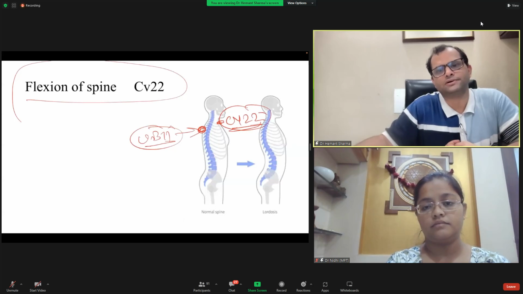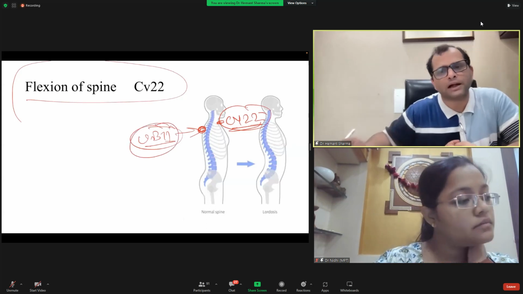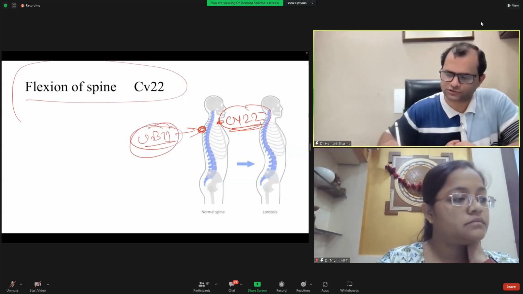CB22, right? UB11 is a very good point. If the person is bending forward, that is called kyphosis. Good for kyphosis.